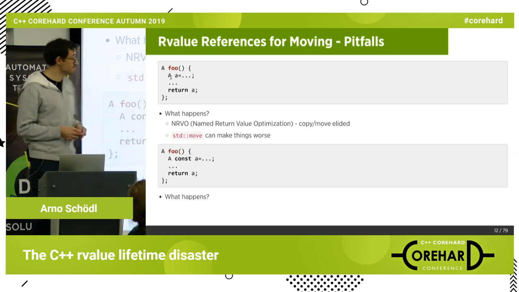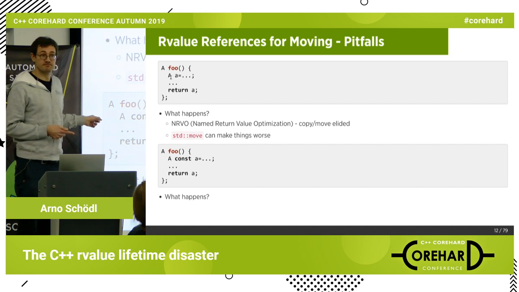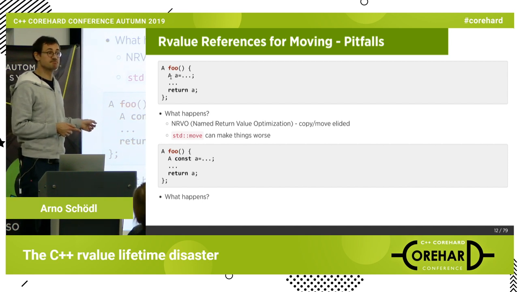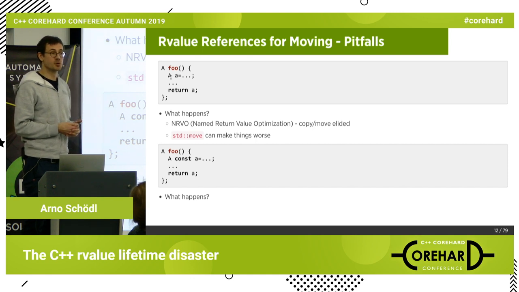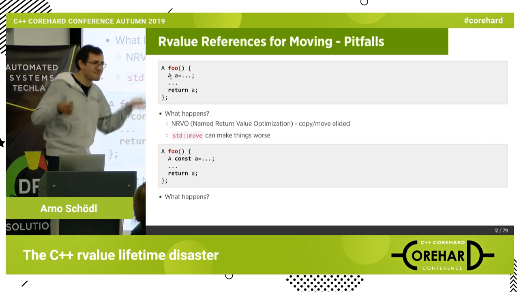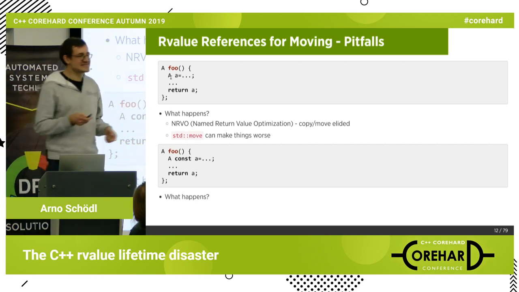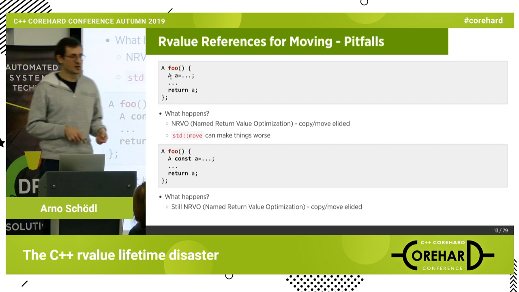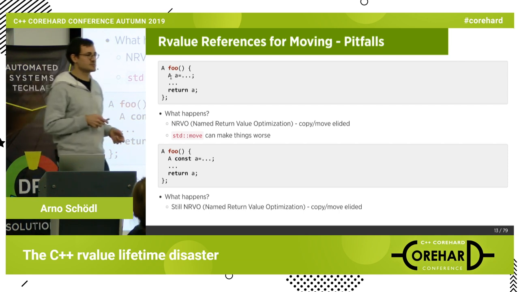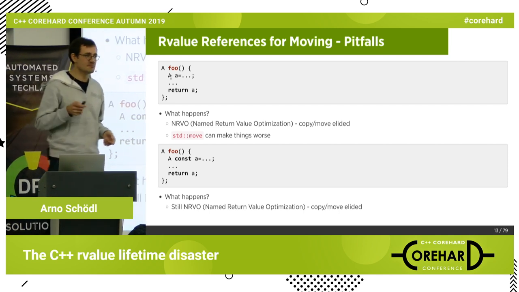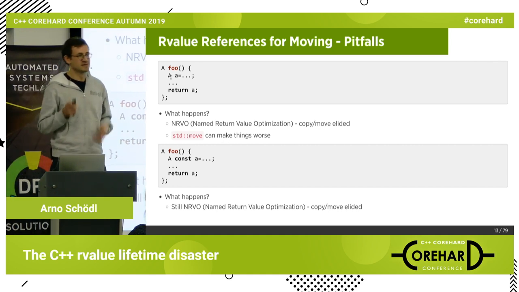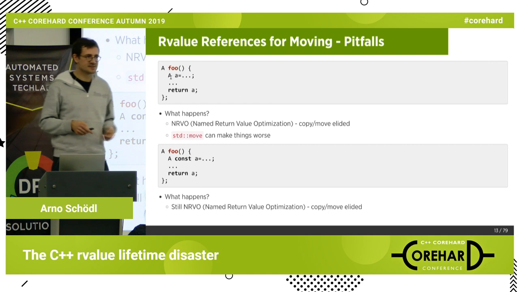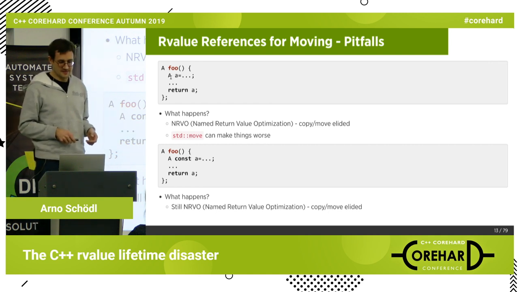Is this OK? With a const? Who thinks it's OK? Who thinks it's not OK? OK, at least I got some balance here. So, by the standard, this is actually OK. This is still invoking named return value optimization. You will get effectively the same code as you did before without the const. Somewhat surprising, but that's how the language is.